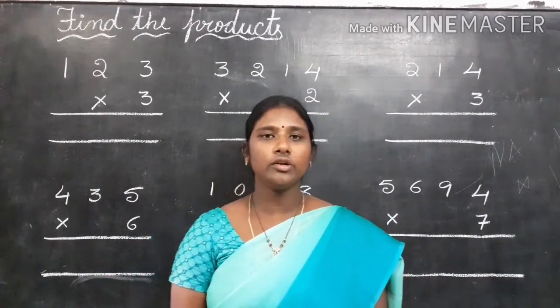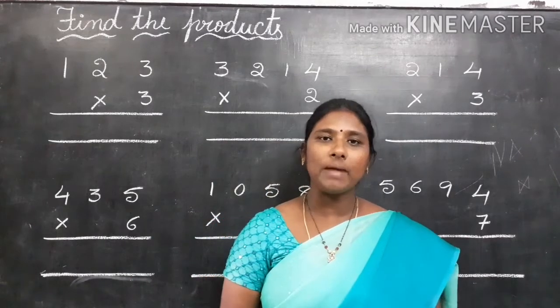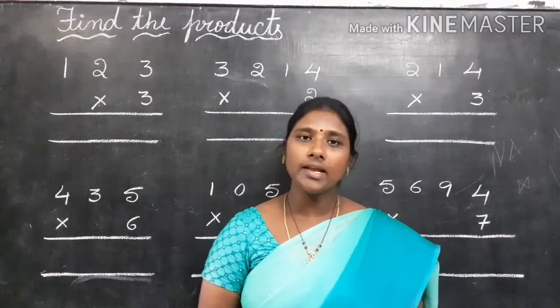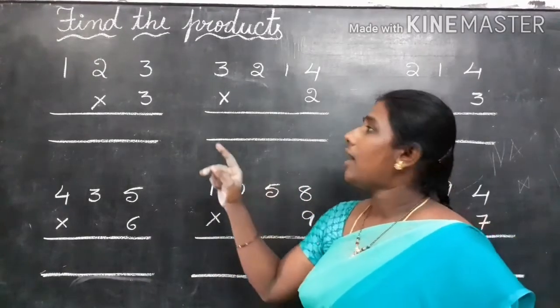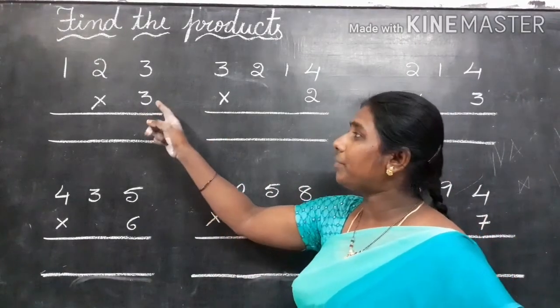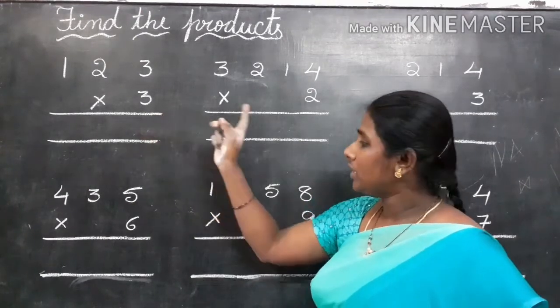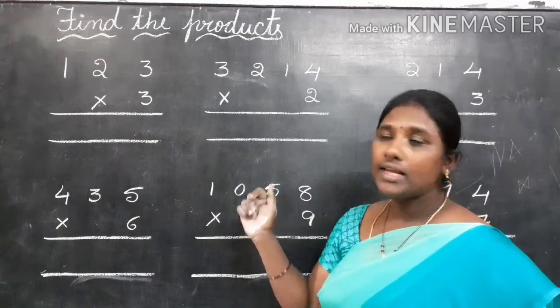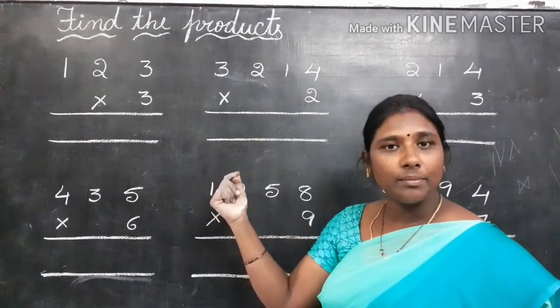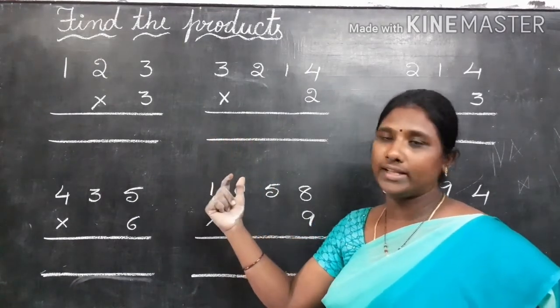Today we are going to learn about problems on multiplication. Now we are doing some problems on multiplying a 3-digit number by a 1-digit number, and a 4-digit number by a 1-digit number.